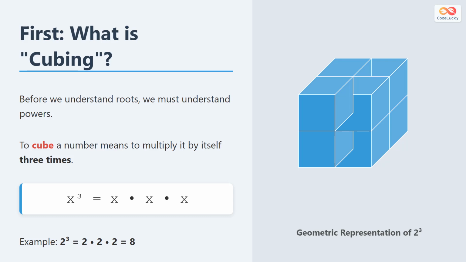Before we talk about roots, we need to understand powers. To cube a number simply means to multiply it by itself 3 times. For example, if we take the number 2 and cube it, we calculate 2 times 2 times 2. This gives us 8. We call this 2 cubed.